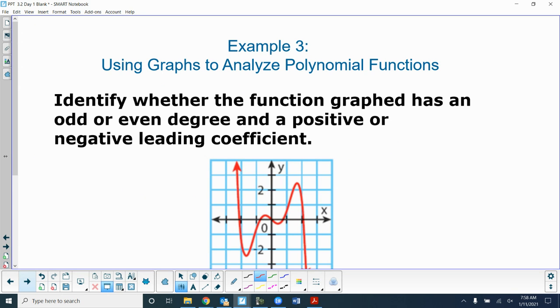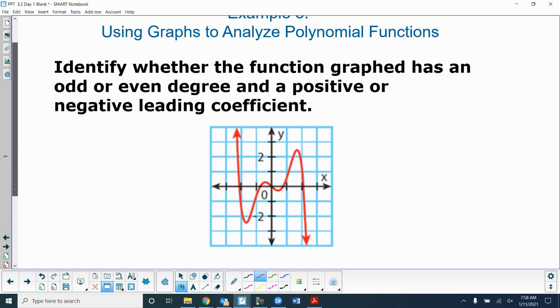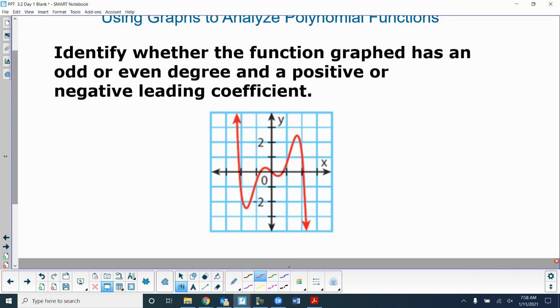All right, so this one, you're looking at the actual graph, and you're going to tell me has odd and even degree or positive or negative leading coefficient. You don't have to tell me the actual number, just positive or negative, and then if the degree is even or odd. Since they're going opposite directions, what's the degree? Odd, right? Starts with an O. Odd degree. O, opposite directions.